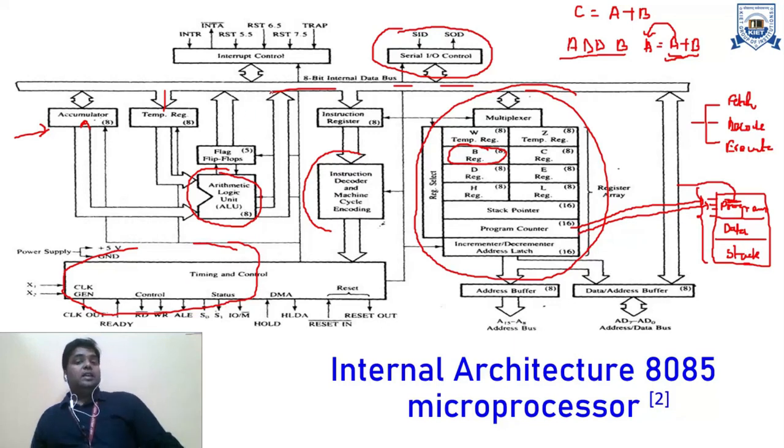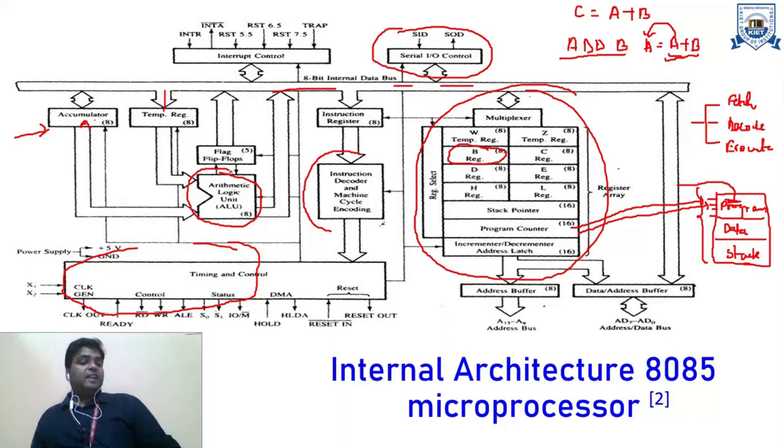The interrupt control unit is basically used to control external interrupts. If there is some external interrupt, that interrupt will be handled. That means the interrupt will be either accepted or not accepted. All this information is controlled by the interrupt control unit.